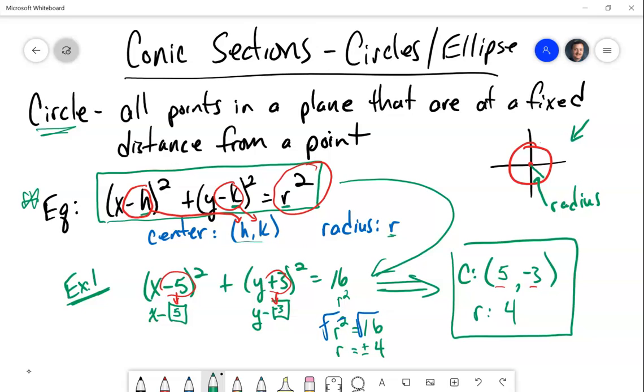Now, every equation is not going to be set up in this nice format to where you can just instantly see the center and the radius. Sometimes things get a little bit messy, and we have to figure out how to work around that. So let's check that out.